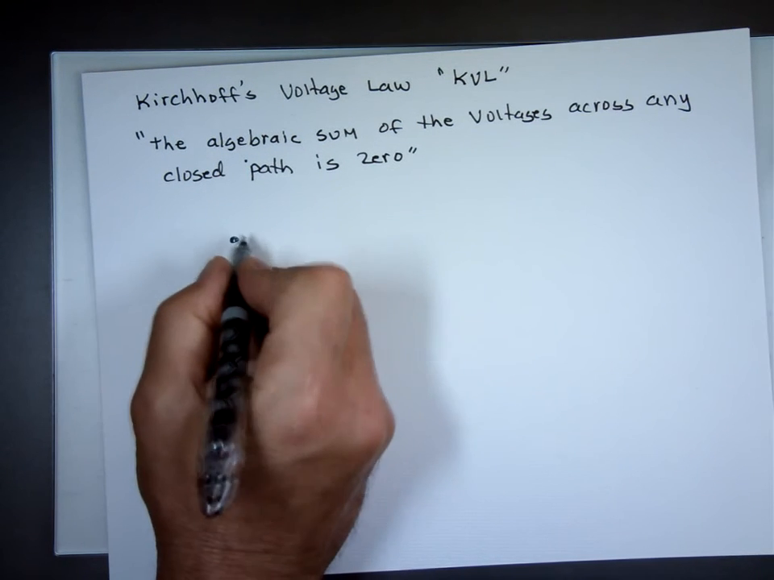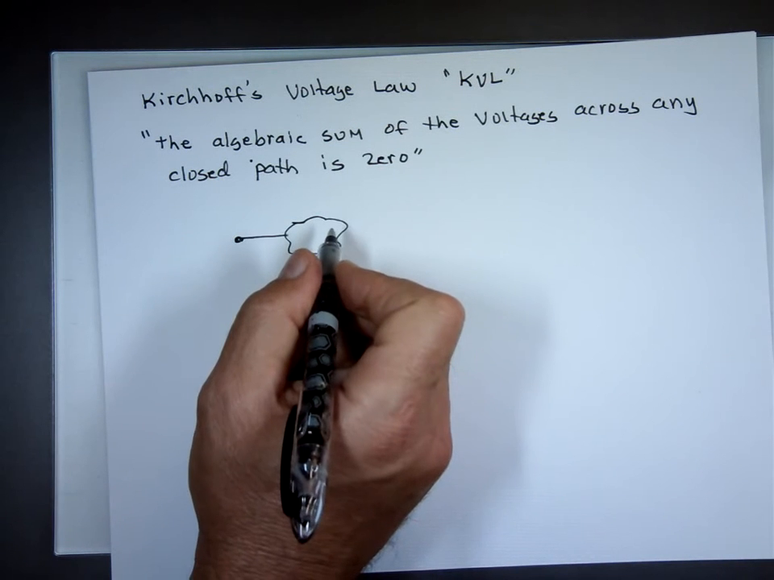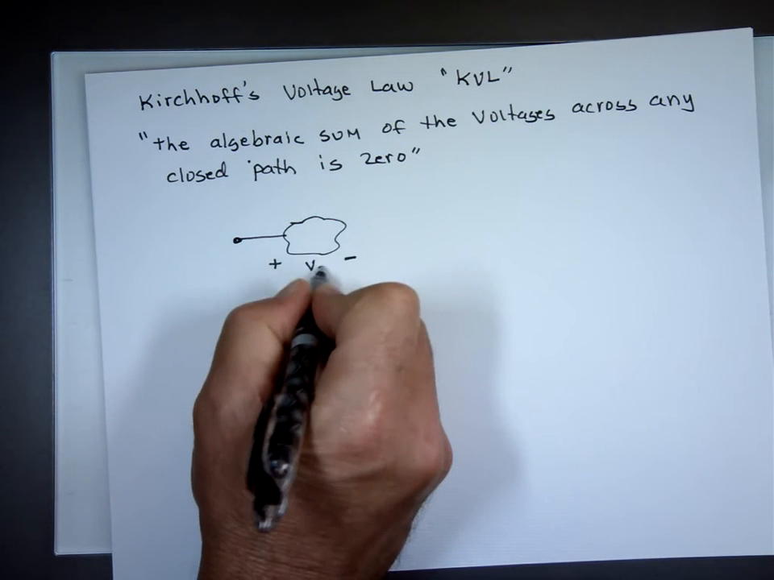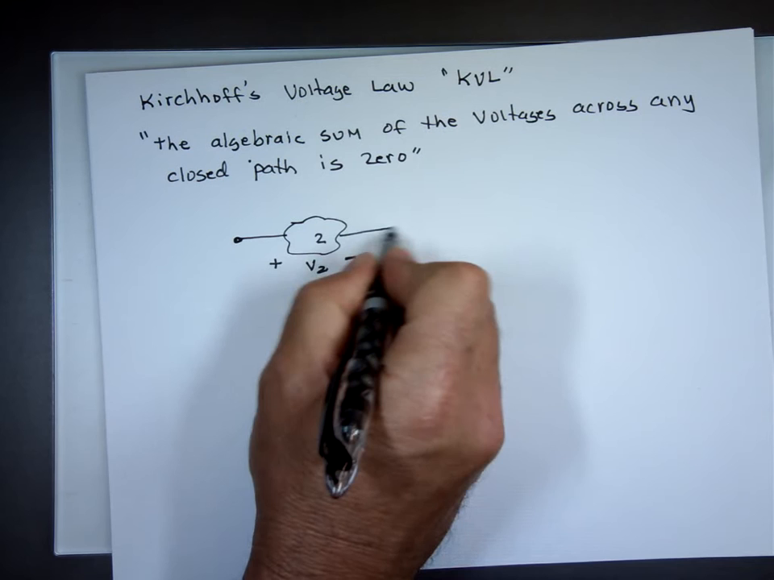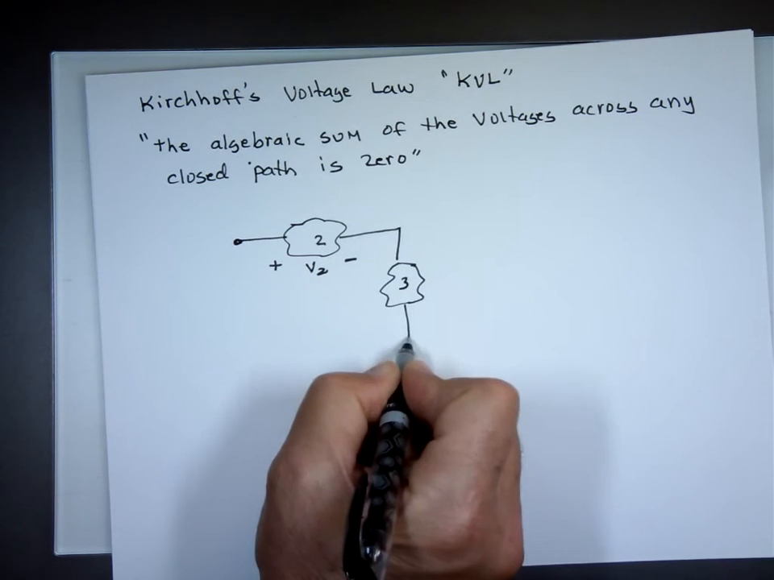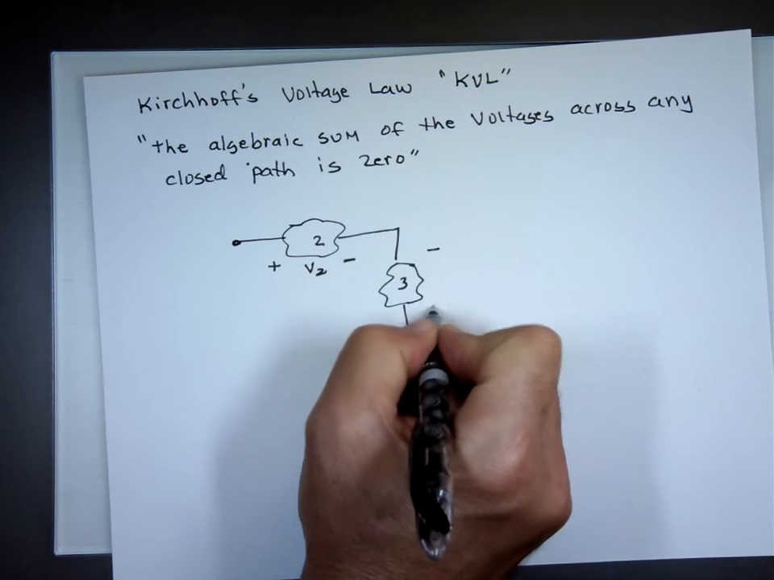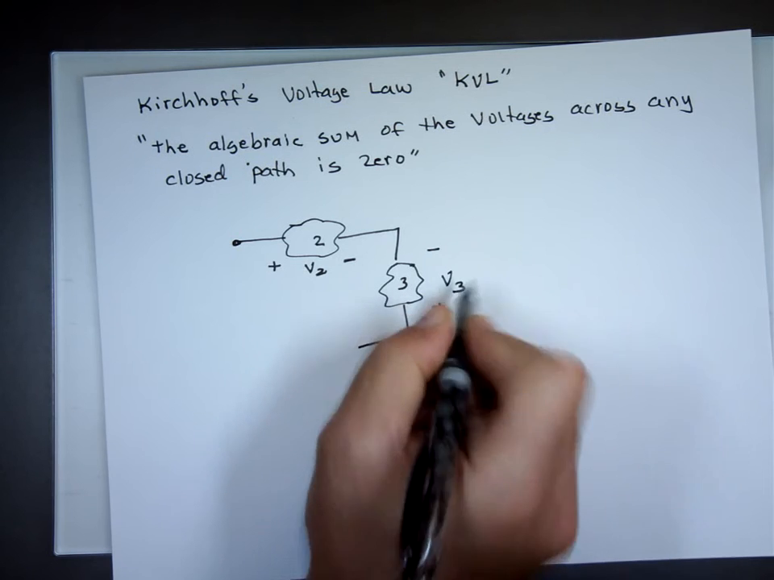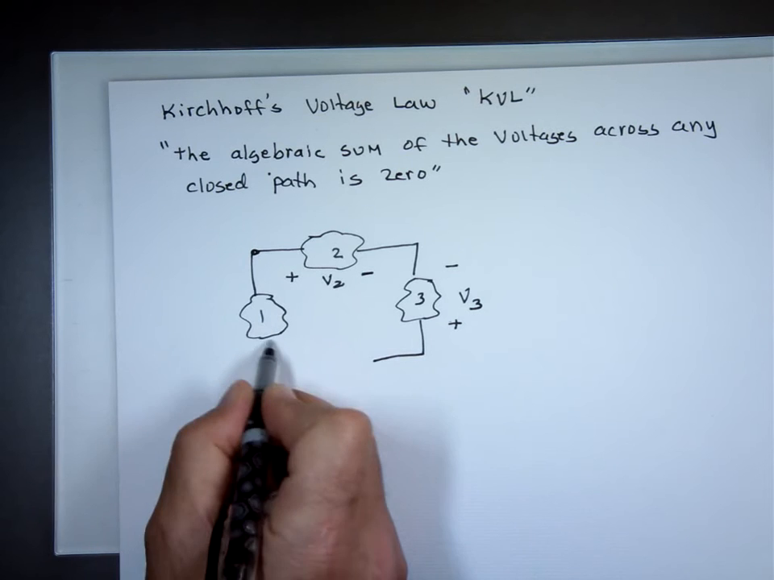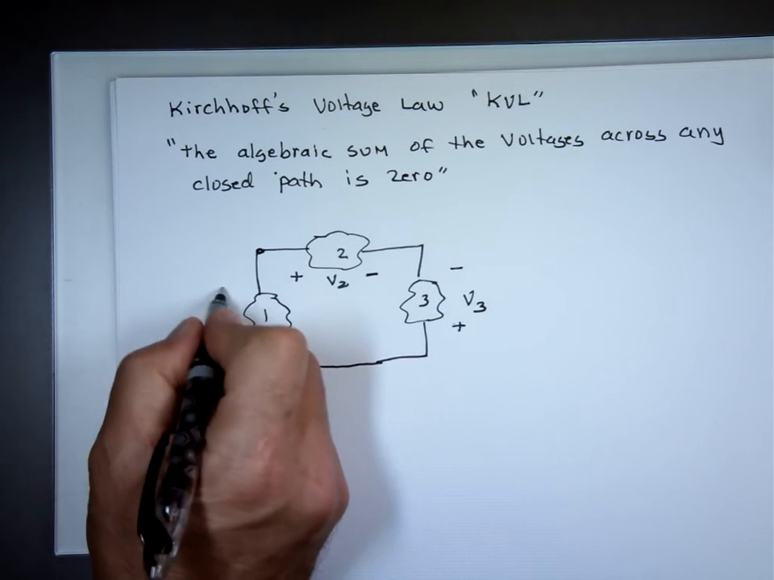Let's take this example. Let's say we have an element here. I don't know what's in it. And this is labeled plus to minus. We'll call it V2. That's element 2. We have another element here. We'll call it 3. And let's label the voltage minus to plus, V3. And let's put 1 here. This is element 1. And let's label the voltage here. What should we call it? Plus to minus, V1.